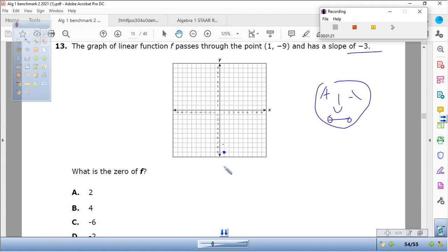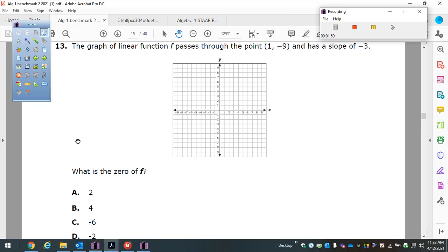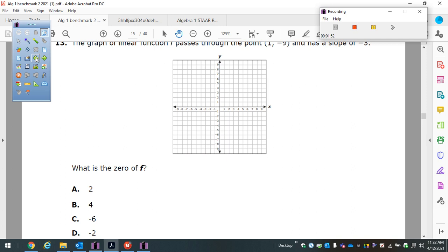Instead of going down 1, 2, 3 over 1, I'm going to go up and to the left. I'm going to look at it like that, okay? So I'm going to go up 1, 2, 3 over 1. 1, 2, 3 over 1. 1, 2, 3 over 1. Let's see, make sure -2. Yeah, -2 there.